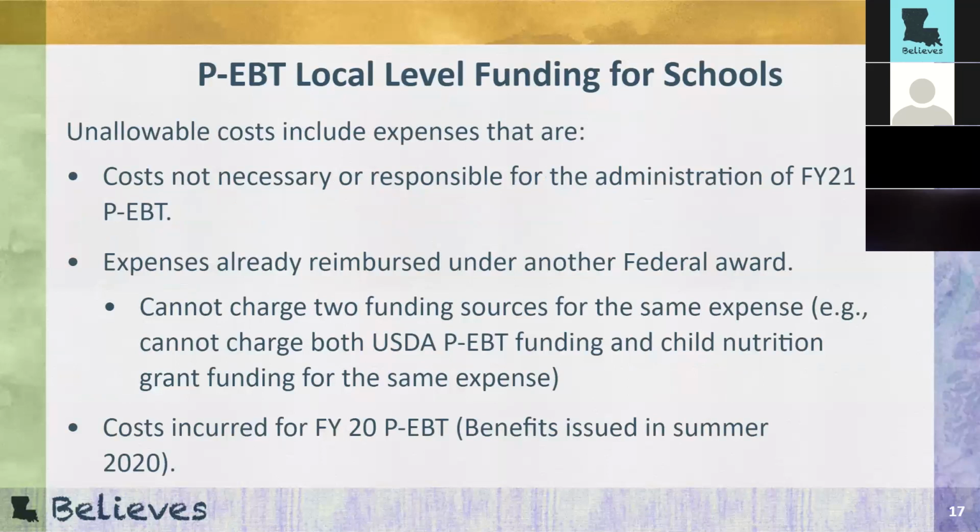Unallowable costs are costs that are not necessary or reasonable for the administration of the FY21 P-EBT. Expenses already reimbursed under another federal award cannot be charged; you cannot charge two funding sources for the same expense. So you can't charge both USDA P-EBT funding and child nutrition grant funding for the same expense. And costs incurred for 2020 P-EBT benefits are not to be included. P-EBT FY 2020 are the P-EBT benefits that were issued in June, and then the second round in late August, early September of last year, which were intended for school year 19-20. Those P-EBT benefits are not to be included in this grant opportunity.